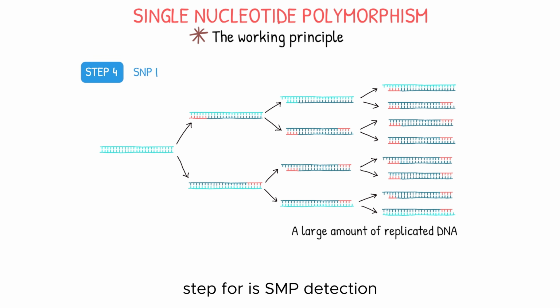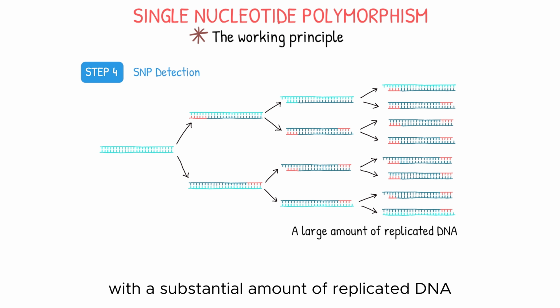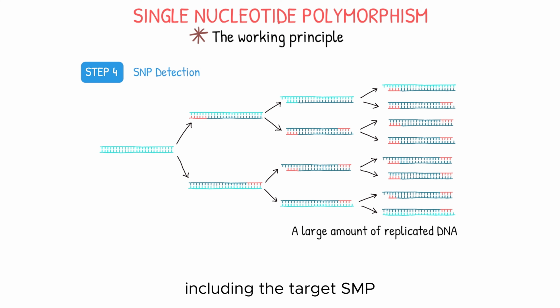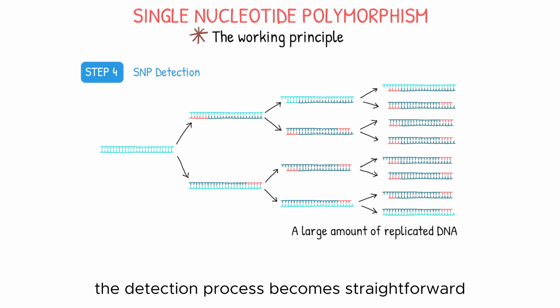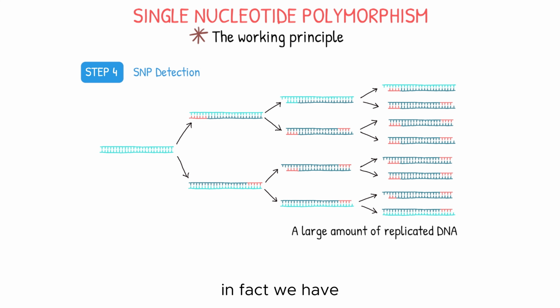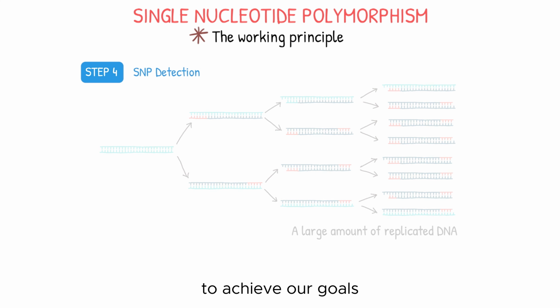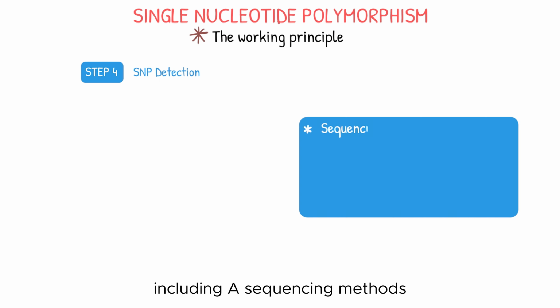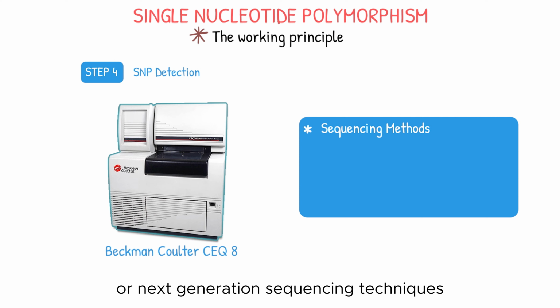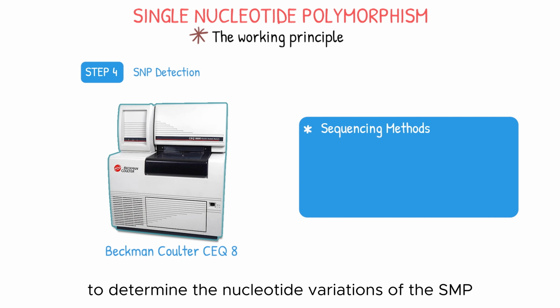Step 4 is SNP detection. With a substantial amount of replicated DNA, including the target SNP, the detection process becomes straightforward. In fact, we have different technological methods to choose from to achieve our goals, including A. Sequencing methods, using Sanger sequencing or next-generation sequencing techniques such as Illumina sequencing to sequence the amplified DNA fragments, followed by analyzing the sequenced DNA to determine the nucleotide variations of the SNP.